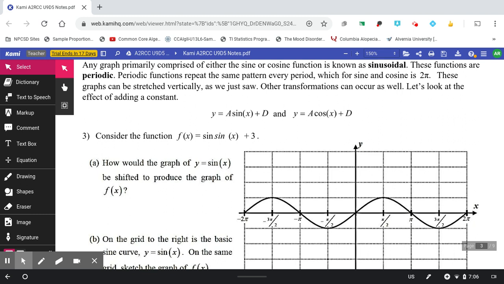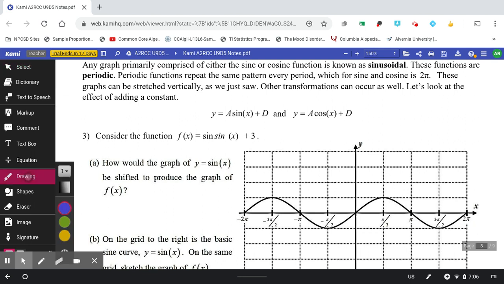So the next one we're going to look at, notice, is this d over here. So now we already know that a is the amplitude, okay? And now we're looking at that d value. The d value comes after, okay? So just like if you remember from any other transformations, you would have f of x plus c or f of x minus c. That would be a vertical shift up or down.